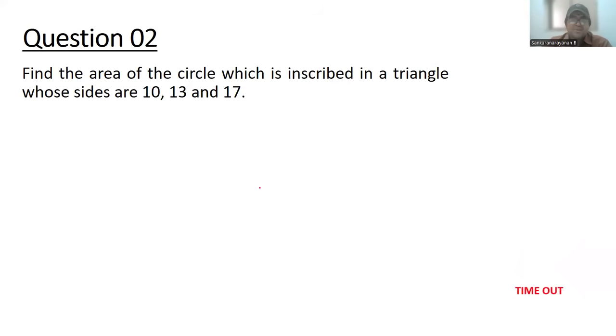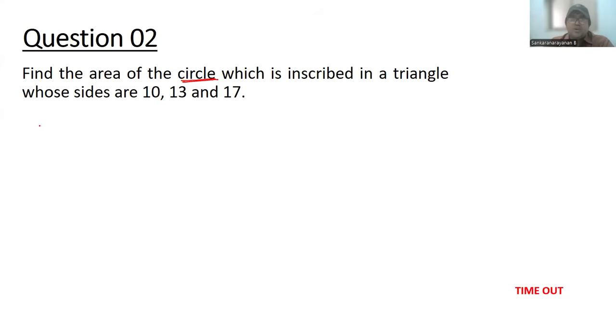All right, time out. So let's quickly recall the circle that is mentioned here. It has got a name. We call it the incircle, right? Find the area of the circle which is inscribed in a triangle whose sides are 10, 13, and 7. You can answer this question without drawing any diagram. You need not waste your time attempting to draw a diagram here.